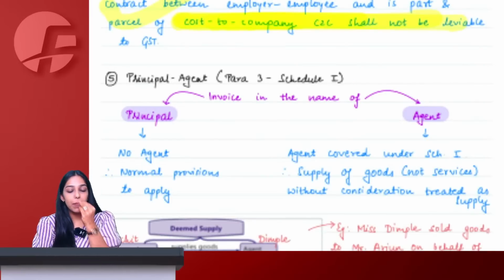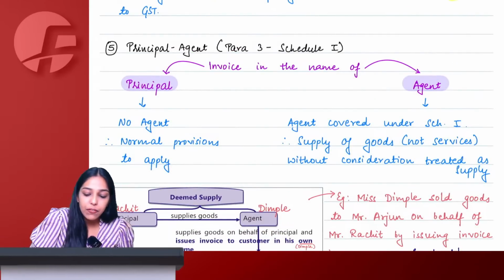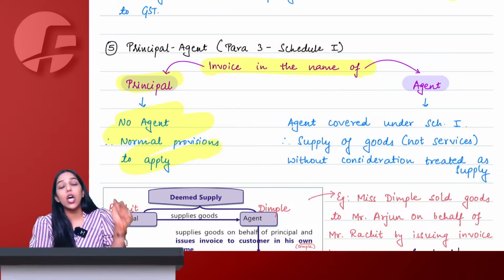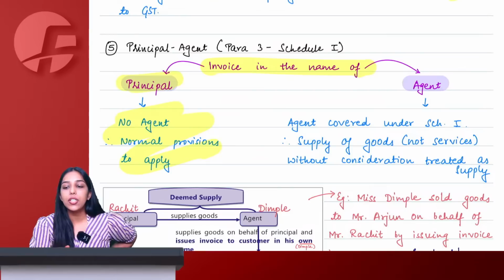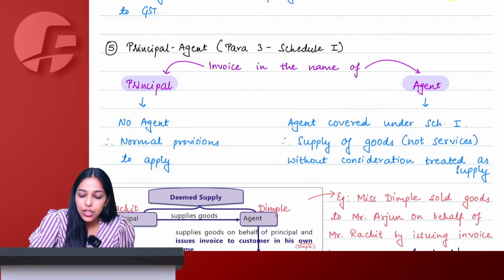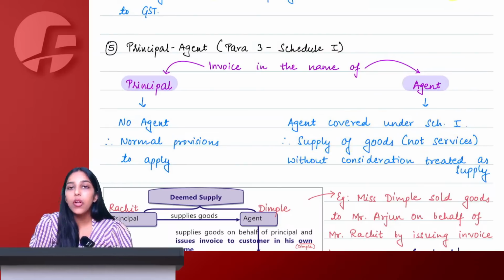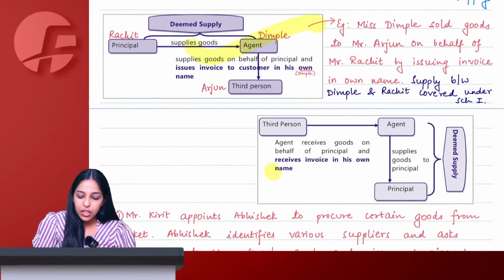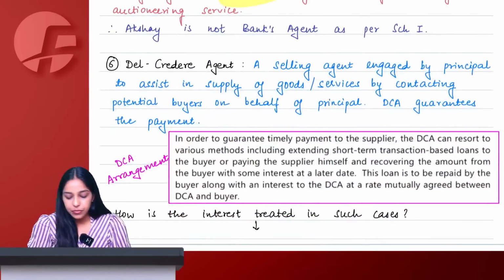So the condition simply says that you have to ask in whose name the invoice is. If the invoice is in the name of the principal, then the agent is not an agent. Normal provisions apply: for the transaction to become a supply, consideration has to be there. But if the invoice is issued in the name of the agent, then that agent is covered under Schedule 1 and supply of goods without consideration will also be treated as supply. The same Rachit, Dimple, Arjun and all of these examples I have given here, which you can self-read.